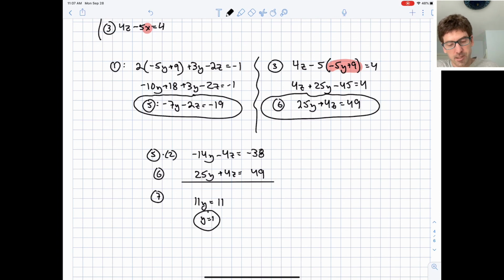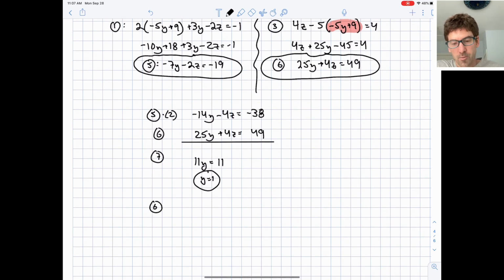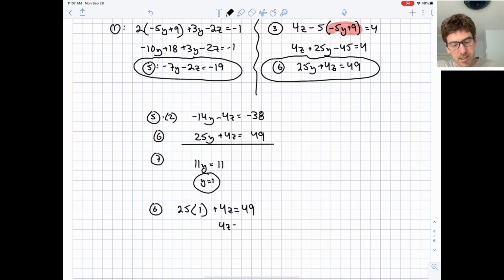So working with equation 6 next, now that we know that y is 1: 25 times 1 plus 4z equals 49. Subtracting 25 from both sides, 4z equals 24. So z is equal to 6. I feel like we're getting close here. We know y, we know z. Let's try to find x.